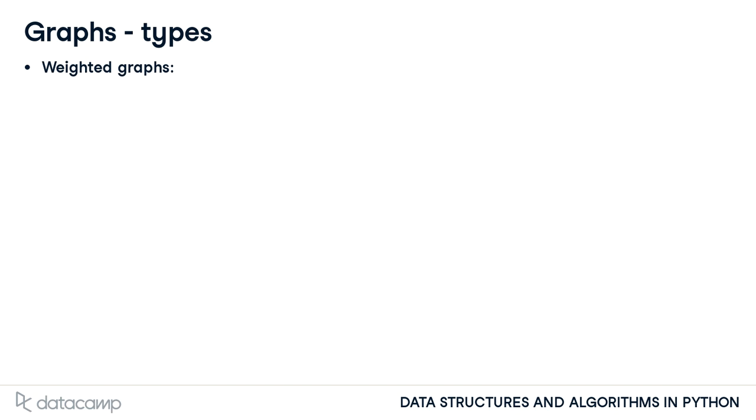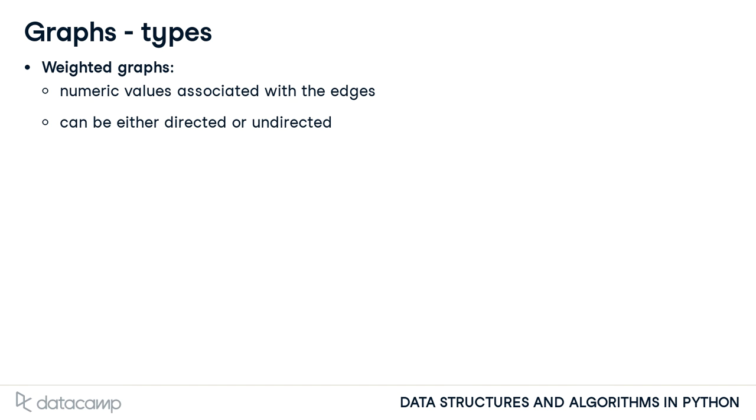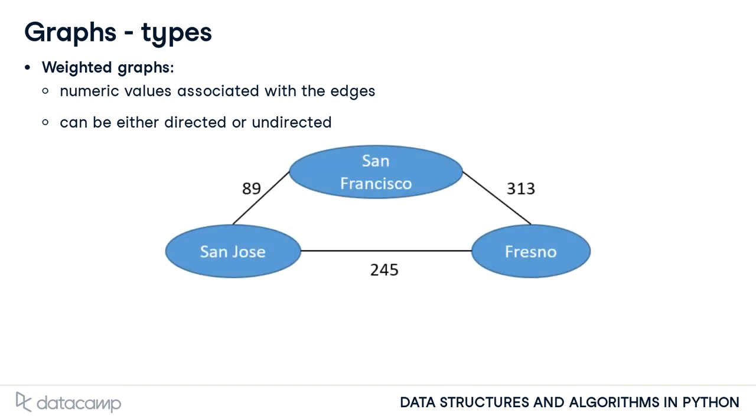Weighted graphs have numeric values associated with the edges. These graphs can be either directed or undirected. The following weighted graph represents the distance between different cities.